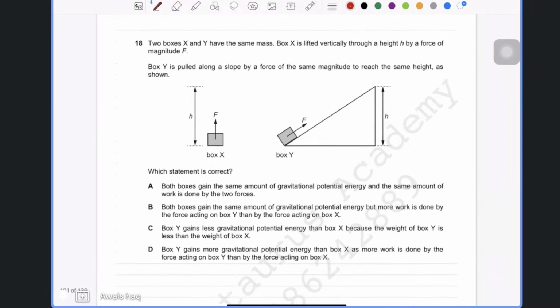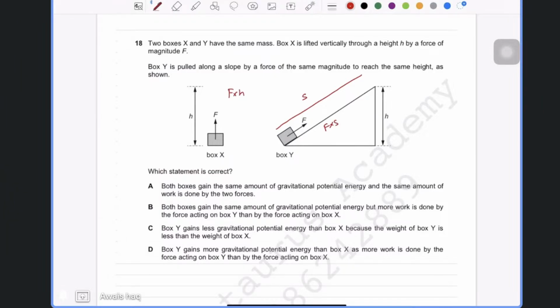Which statement is correct? Both boxes gain the same amount of gravitational potential energy. And the same amount of work is done by the two forces. Is that true? I don't think so. Because the thing is, in this, this basically does work like F, if this was S, it would have basically worked like this, and this is F times H, right?